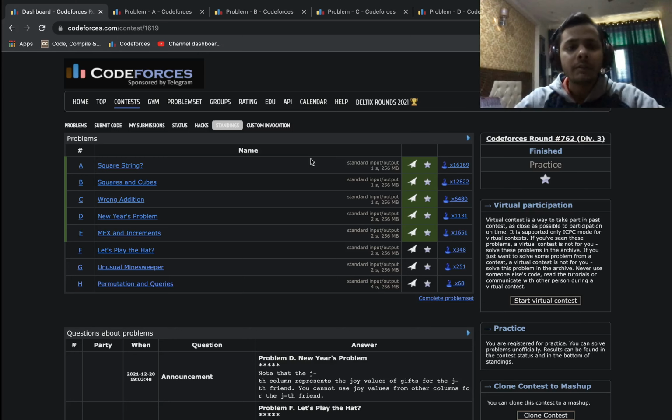Let's start by talking about the difficulty. This was somewhat more difficult than a typical Div 3 round, I would say. Problems A and B were easy, but starting from problem C, the difficulty level kind of increased. Like problem C was easy to think about, but it was implementation heavy, thus making it not so beginner friendly.